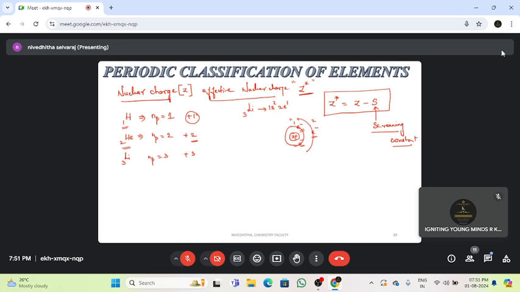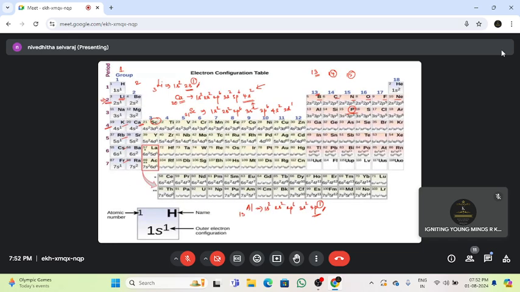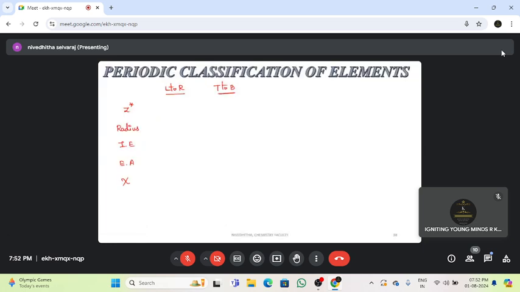Now we'll understand the periodic trend of effective nuclear charge. As we move from left to right in the periodic table, which means, let us say, we are moving from lithium to neon, so we are moving from left to right in the periodic table. What will happen to the effective nuclear charge? Will it increase or decrease?